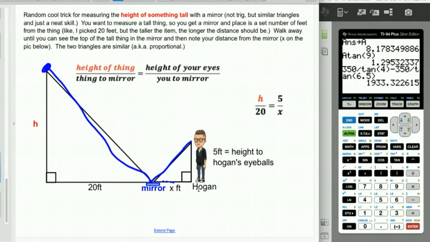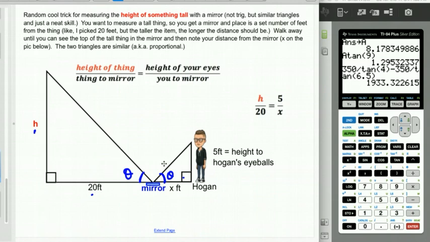Then I would mark that spot, and I would measure this distance to be x feet. The way mirrors work, the angle at which the light comes in has to be the same as the angle at which it leaves. Since these are the same, and since the 90s are the same, what I have are two similar triangles. Essentially h, the height, is to 20 as the height of my eyeballs, because it's not actually my head we're measuring, is to x. So h is to 20 as the 5 is to the x, meaning the height of the thing is to the distance from the thing to the mirror as the height of your eyes is to the distance from you to the mirror. And you could solve that and figure out the height of something.